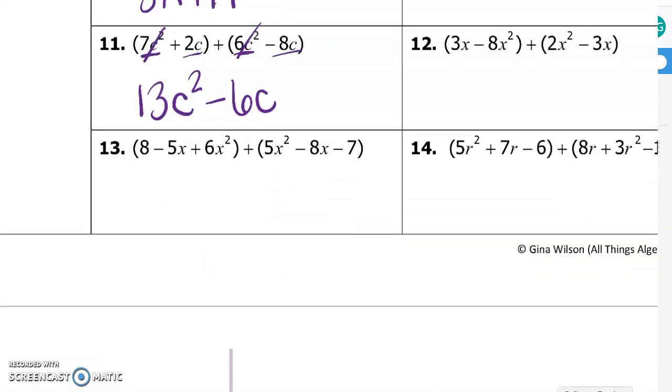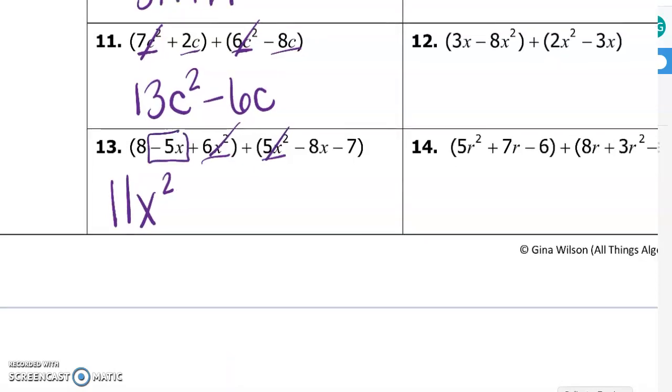For 13, first we need to notice that our x squareds are the highest. So 6 plus 5 would give me 11x squared. You can cross those off. Here we have a negative 5. Don't forget when there's that minus sign, that makes it a negative 5. Minus 8 would give me negative, so minus 13x. Cross those out, and then we have 8 minus 7 would give me positive, so plus 1.